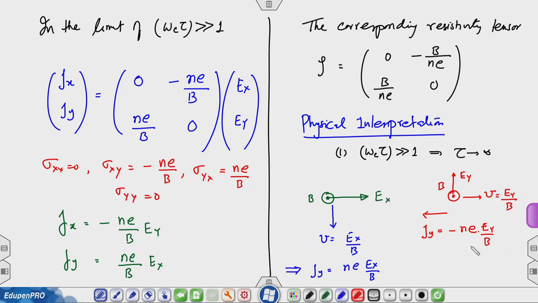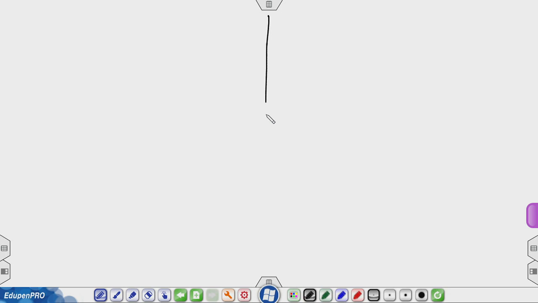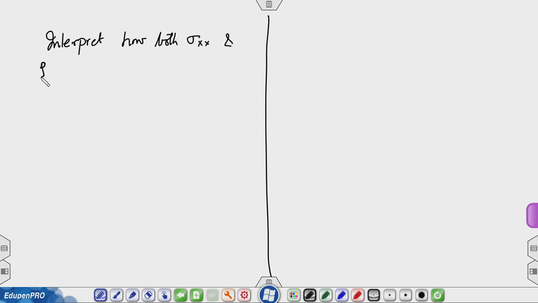So, I will let you think a little more about it. I have explained physically what it means to have rho xx and sigma xx both 0, 0 conductivity implying 0 resistivity and vice versa. So, let me now leave you with this thought: interpret how both conductivity and resistivity can be 0.